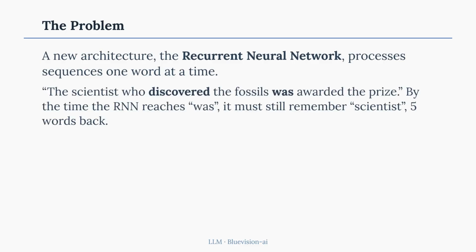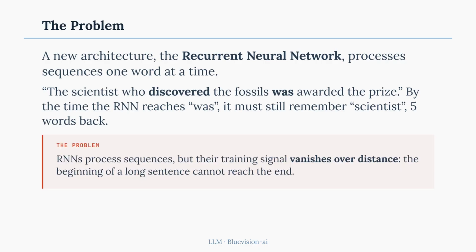Look at this one. The scientist who discovered the fossils was awarded the prize. By the time the RNN reaches was, it still has to remember scientist, a noun 5 words back. Can it? RNNs process sequences, but their training signal vanishes over distance. The beginning of a long sentence cannot reach the end. The RNN sees the words. It just can't learn from them when they're far apart.